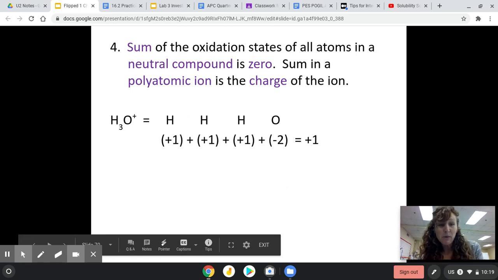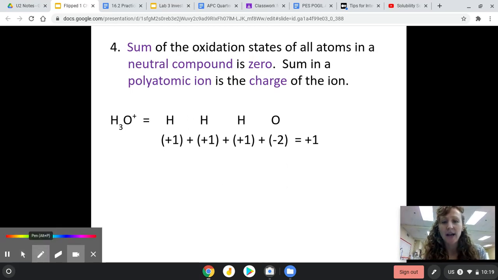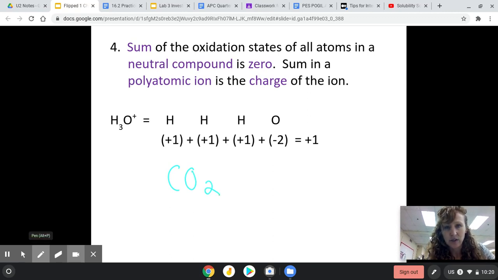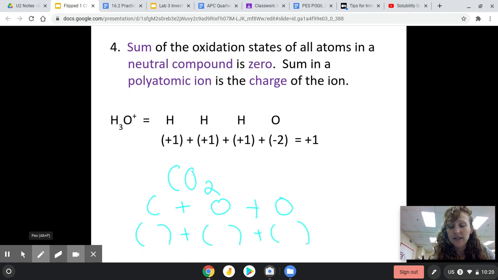Okay, rule number 4, the sum of all oxidation states of all the atoms in a compound is either 0 if it's a neutral compound, or it's the charge if it's an ion. Okay, so let's break that apart. For example, if we have carbon dioxide, we're going to have a carbon plus an oxygen plus an oxygen. Well, the oxidation states for all three of these things should add up to whatever the charge of the molecule is. And in carbon dioxide's case, it's a neutral molecule. So all three of those charges should add up to 0.